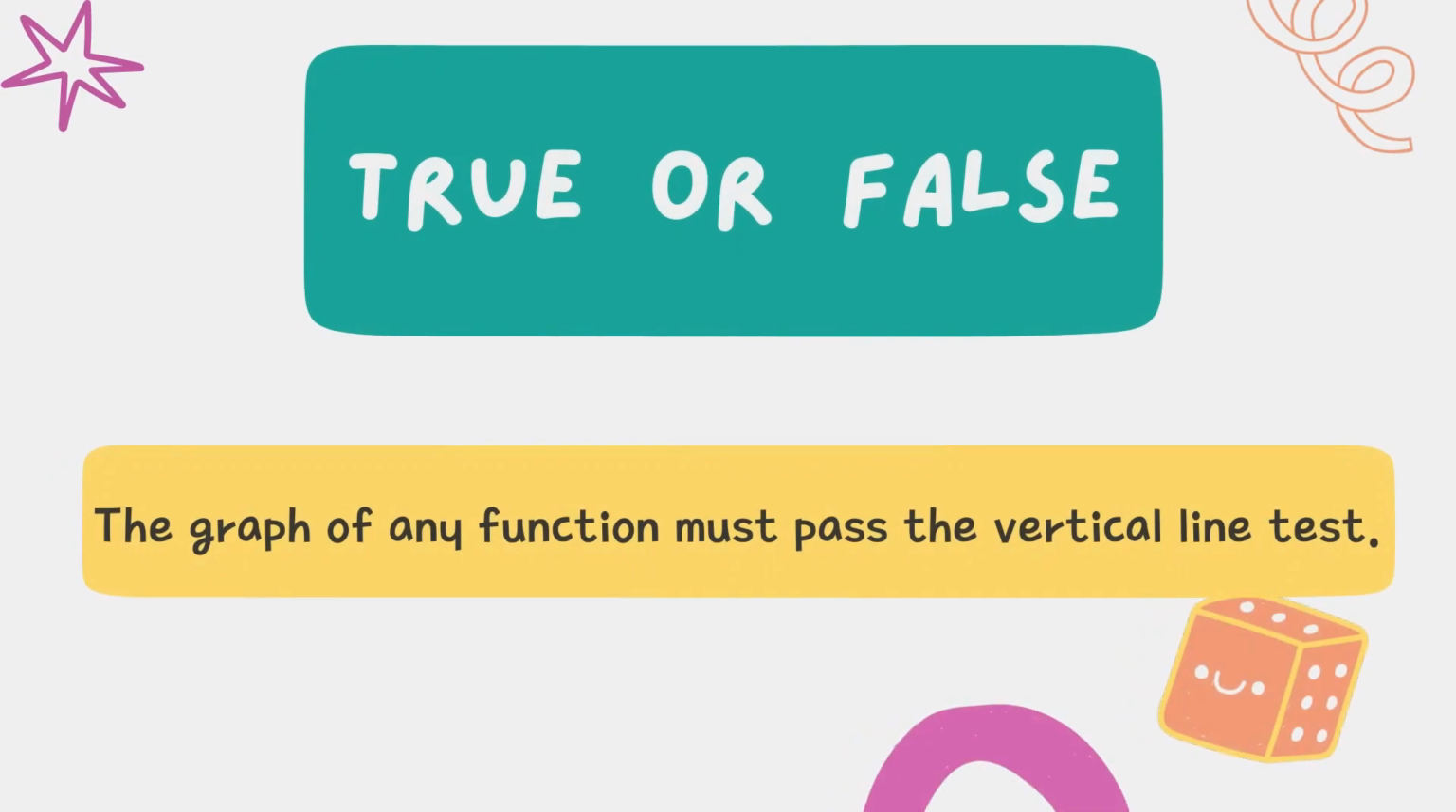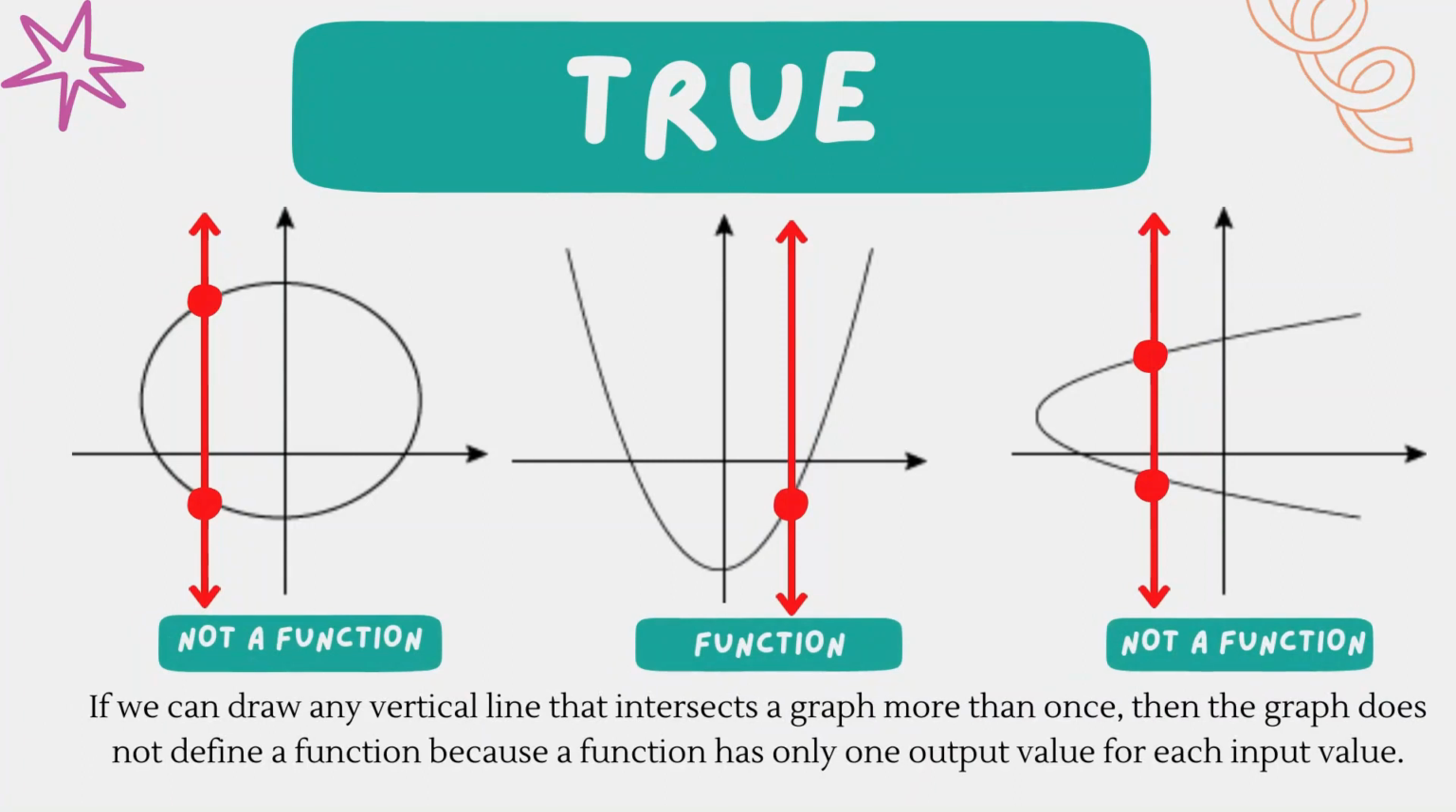Another true or false question. The graph of any function must pass the vertical line test. Let us reveal our answer. Yes, you are correct. The answer is true. To easily determine whether a graph illustrates a polynomial function, we can draw a vertical line. If the line contains or intersects the graph, then we have a polynomial function.